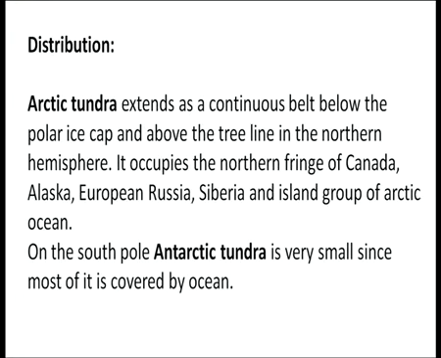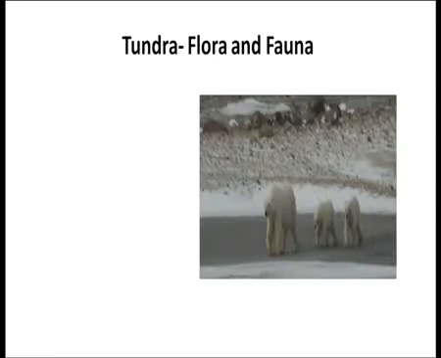They extend as a continuous belt below the polar ice cap above the tree line in the northern hemisphere. It occupies the northern fringe of Canada, Alaska, European Russia, Siberia and the island groups of the Arctic Ocean. On the South Pole, the Antarctic tundra is very small since most of the South Pole is covered with the ocean. These are some of the common animals found in the tundra region.